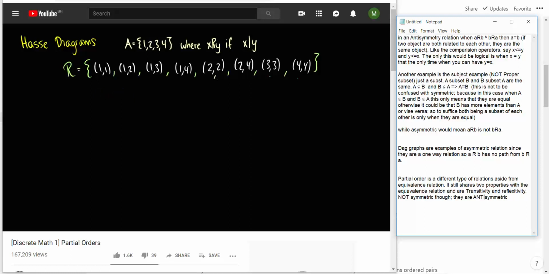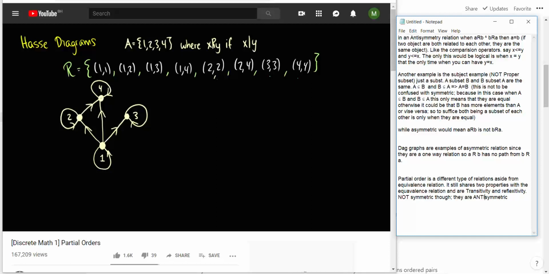So how do we represent this? Well, what we do is we give each element a point. So we'll call this 1. I'm going to put 2 over here, put 3 right here, and let's put 4 right up here. So we're going to draw some arrows with our relations here. So we know 1 goes to 1, so we'll put an arrow there. 1 goes to 2, 1 goes to 3, 1 goes to 4, 2 goes to 2, 3 goes to 3, 4 goes to 4, and we also know that 2 goes to 4.